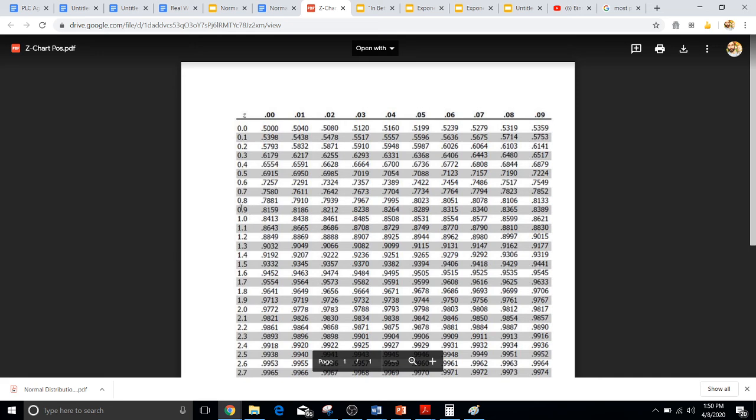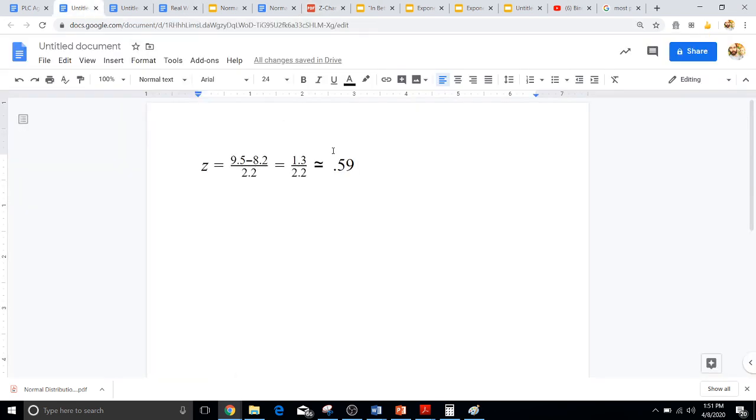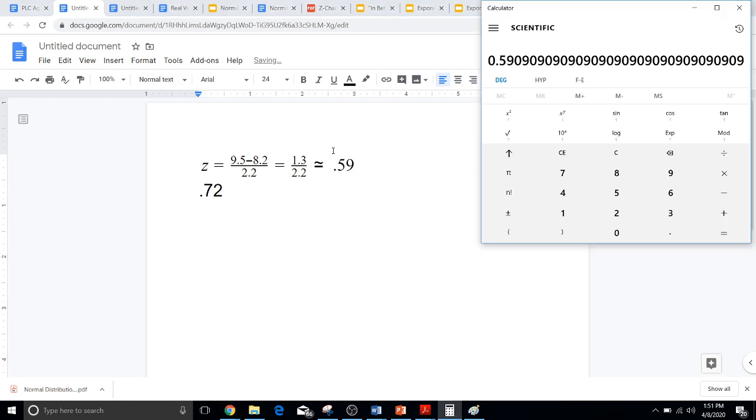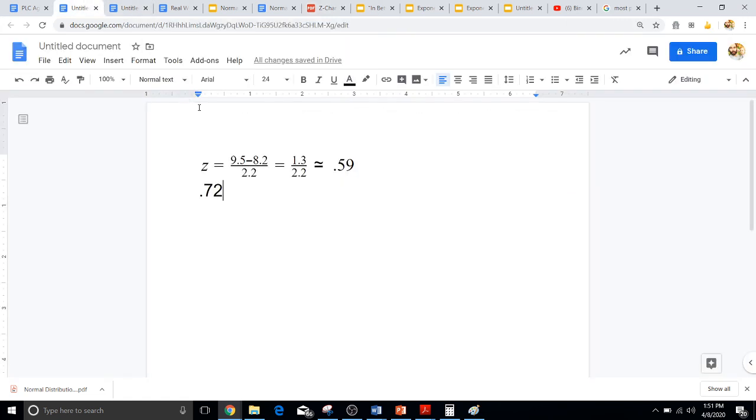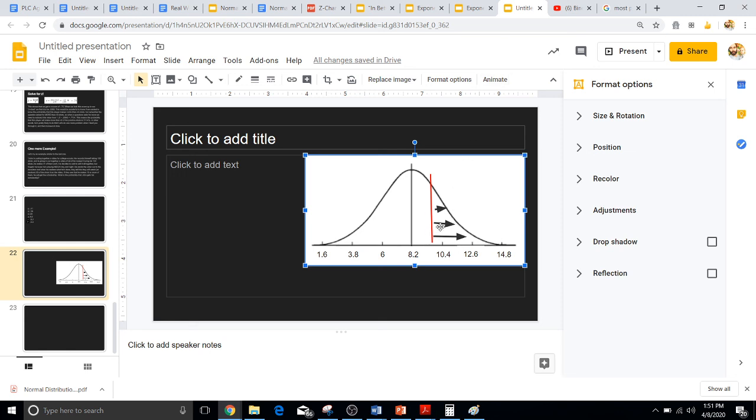If we look up positive 0.59 on our z-chart, we find that to be right here at about 0.7224. Let's write that down as well. And this is going to be the probability to the left. Now let's go back to our demonstration here, and we know we're not actually looking to the left, we're looking to the right. So this isn't actually the right score.